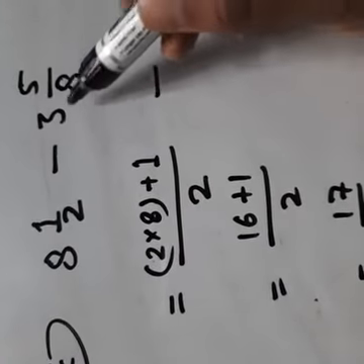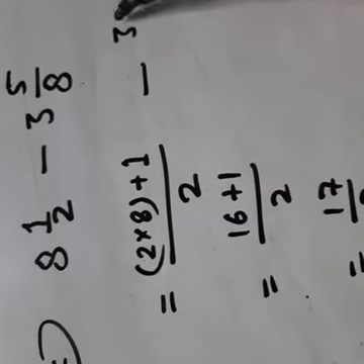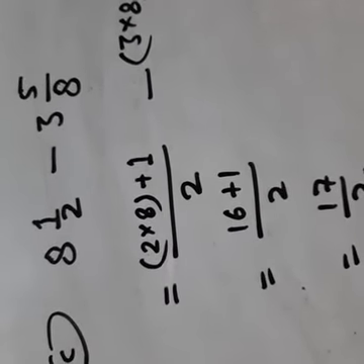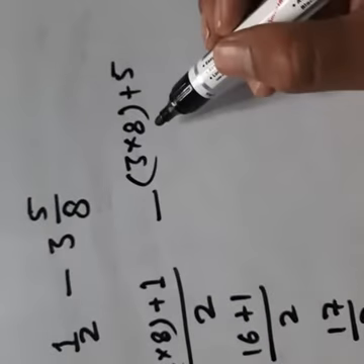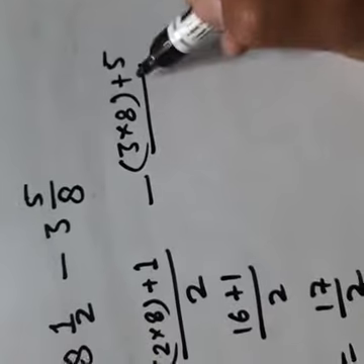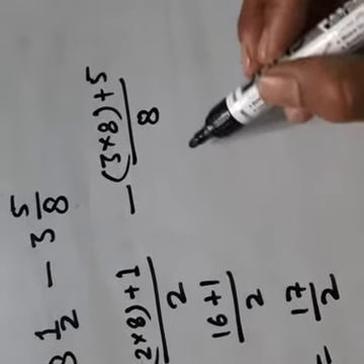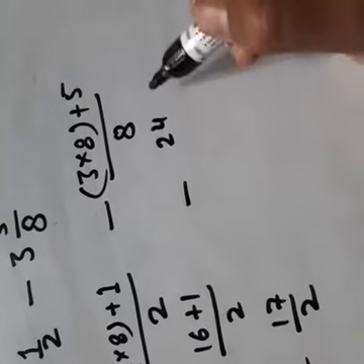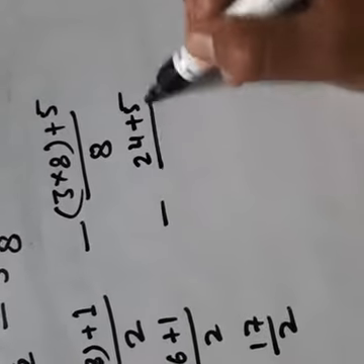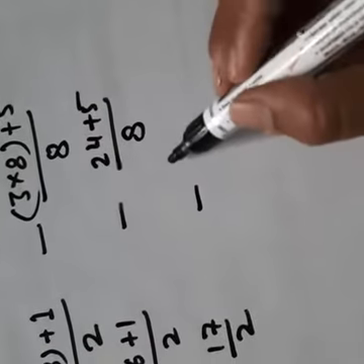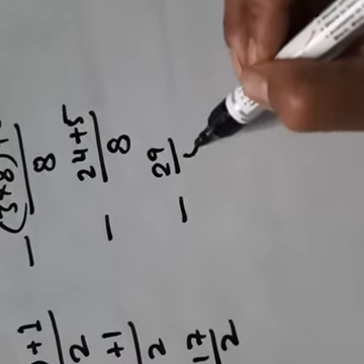First of all, multiply 3 and 8, and then we have to add 5 to it. The denominator will be the same. Now, students, 3 into 8 becomes 24, add 5 to it, and the denominator will be unchanged. So 24 plus 5 becomes 29 upon 8.